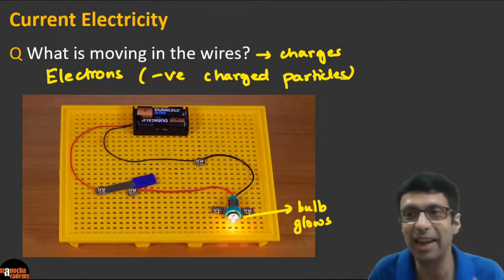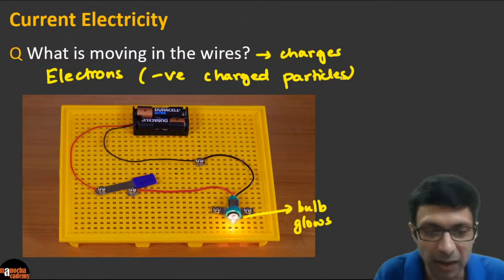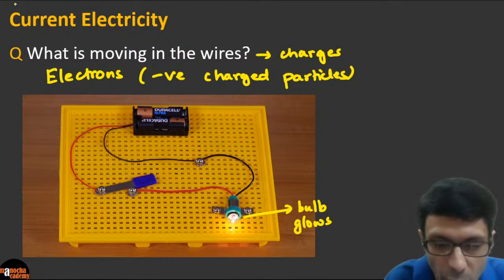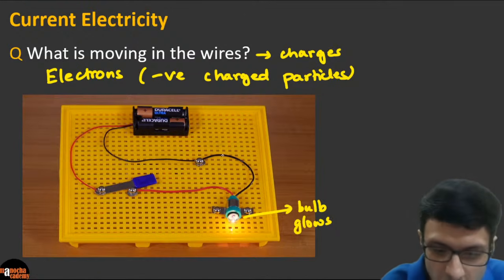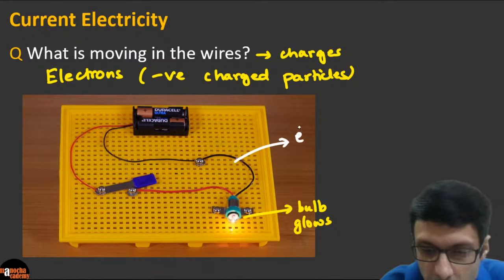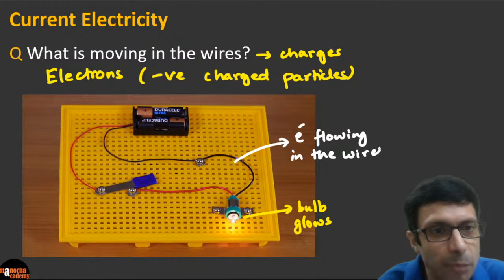And it is these negatively charged particles that are moving in the wire. Clear, guys? So the negatively charged particles moving in the wire is causing current, electricity. So they are flowing in these wires. So let's write that down, guys. So it's the electrons, which we symbolize with this E symbol. Electrons are flowing, or we say moving, in the wires, and that is causing the bulb to glow.